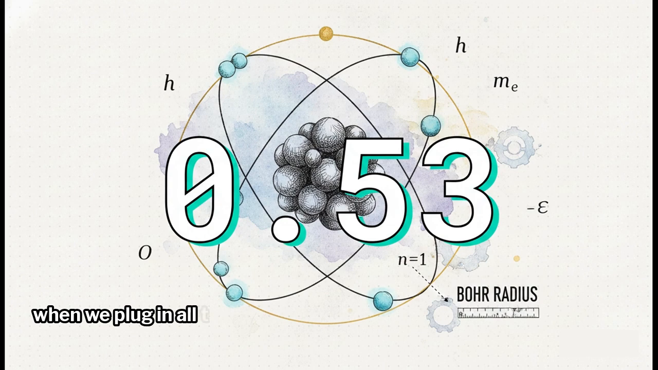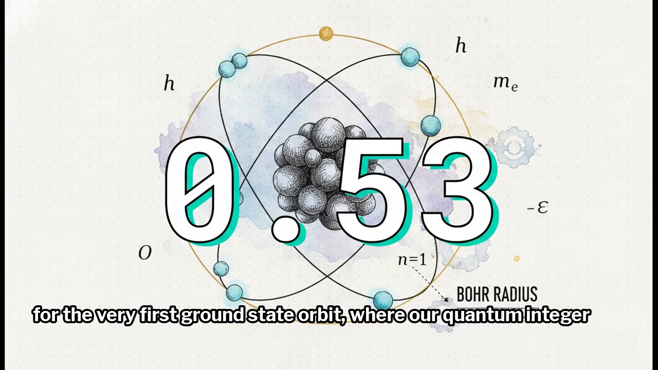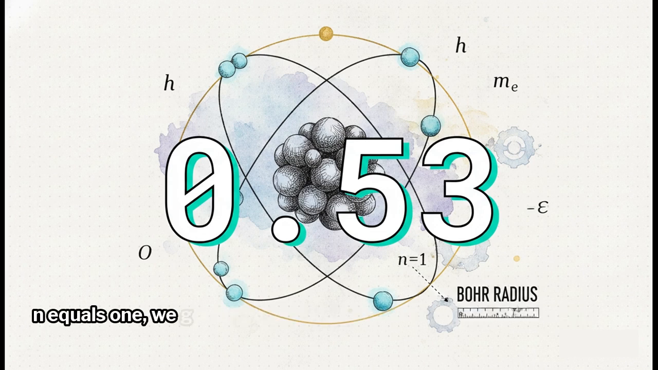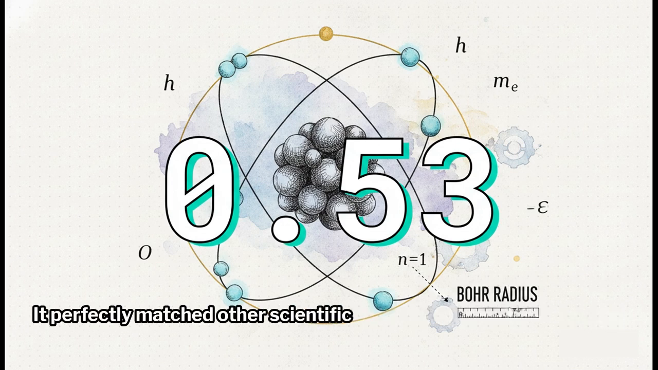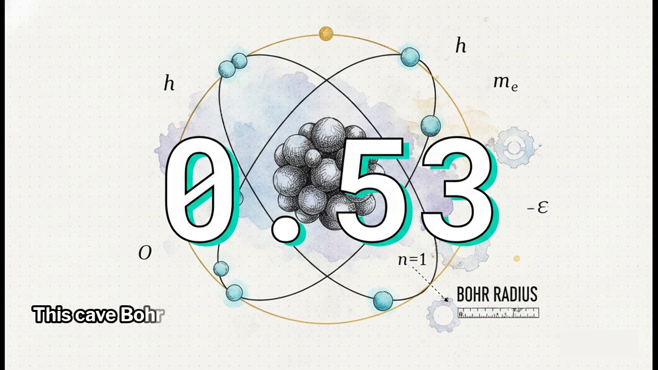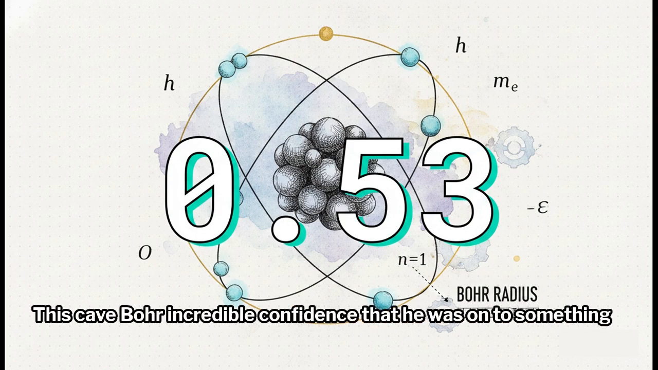When we plug in all the known constants for the very first ground state orbit, where our quantum integer n equals 1, we get 0.53 times 10 to the minus 10 meters. This specific number is known as the Bohr radius. And guess what? It perfectly matched other scientific estimates of the time. This gave Bohr incredible confidence that he was onto something huge.